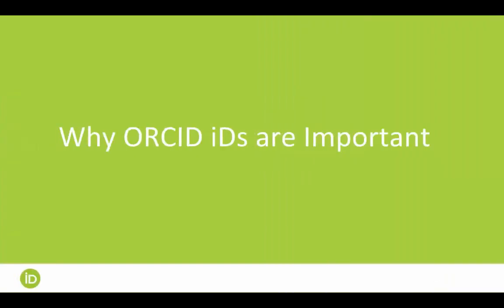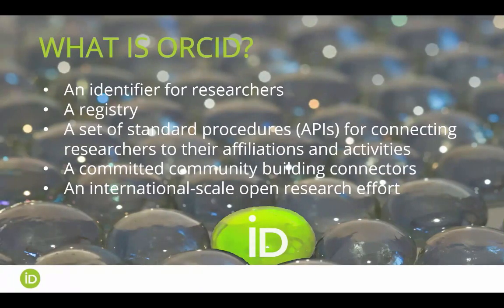So yeah, all these challenges actually relate to our value. So why are ORCID IDs important? I will start with a bit of an introduction to ORCID. As you know, ORCID is an identifier for researchers. That's why we name it ORCID ID. And it's a registry, so all researchers can go and register for an ORCID ID themselves. And we work with different organizations to implement ORCID to help your researchers after they get the ORCID ID for themselves. And how does this happen? We provide a set of standard procedures we call APIs for our member organizations to connect researchers to their affiliations and activities.